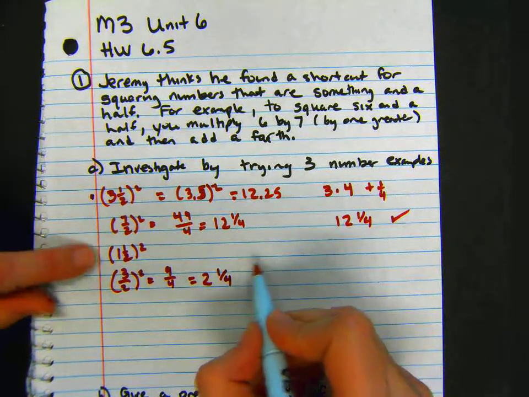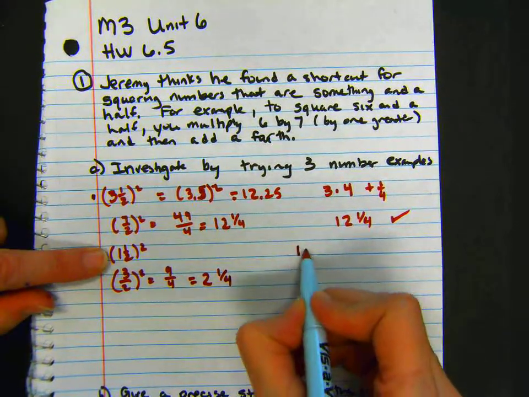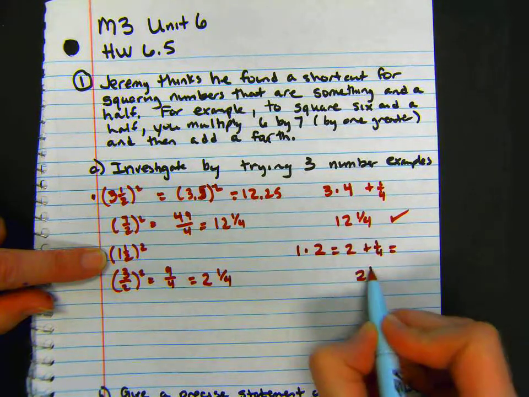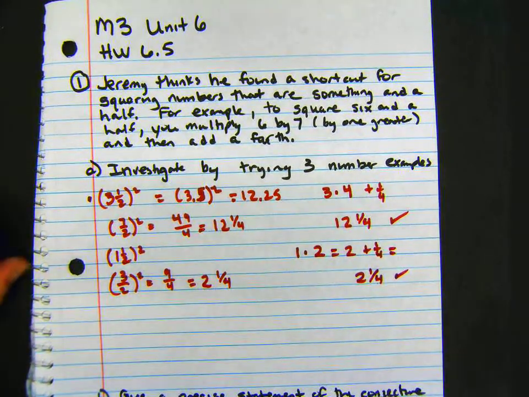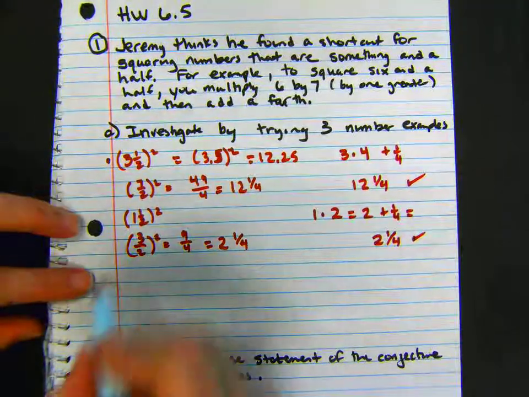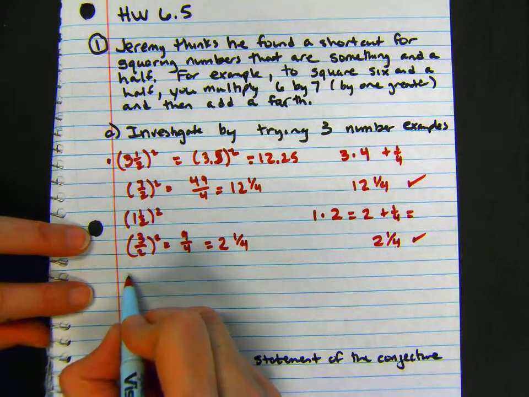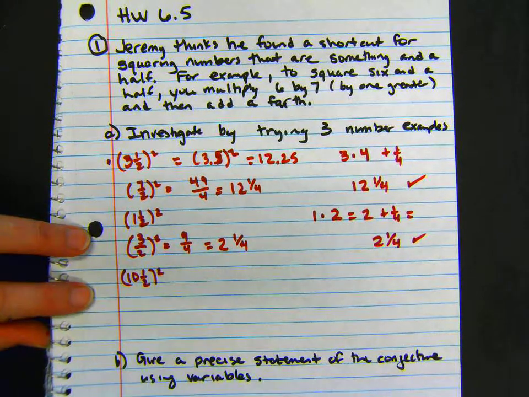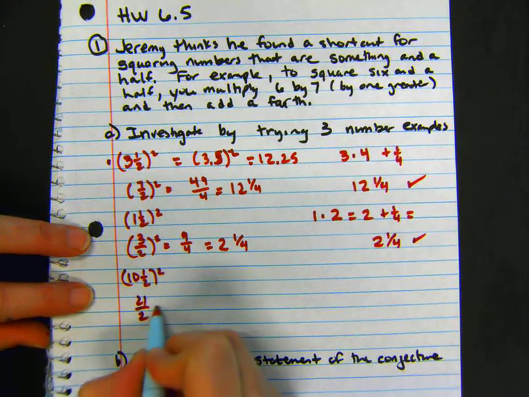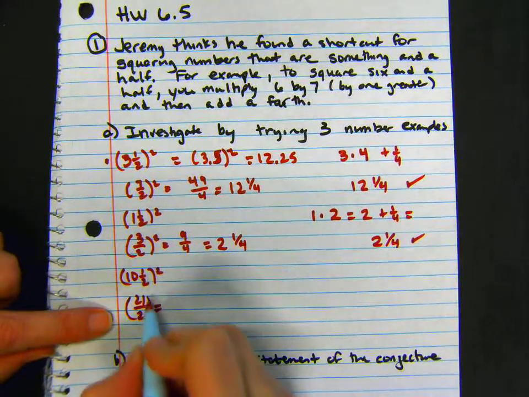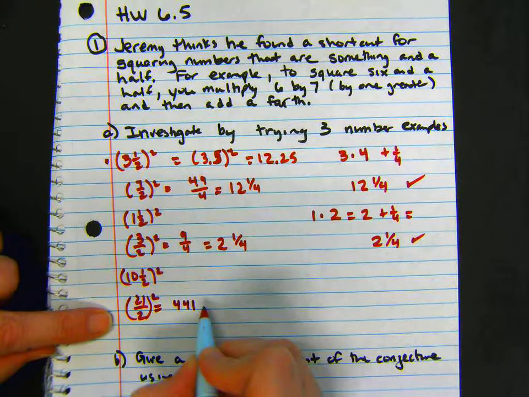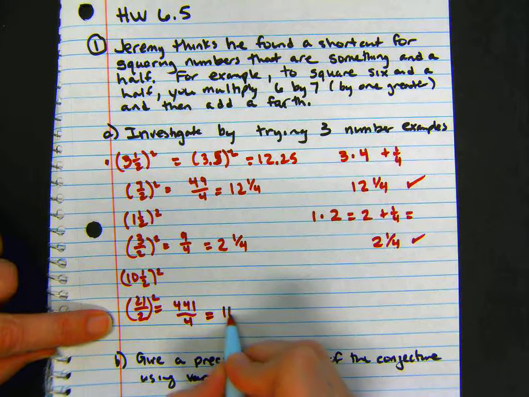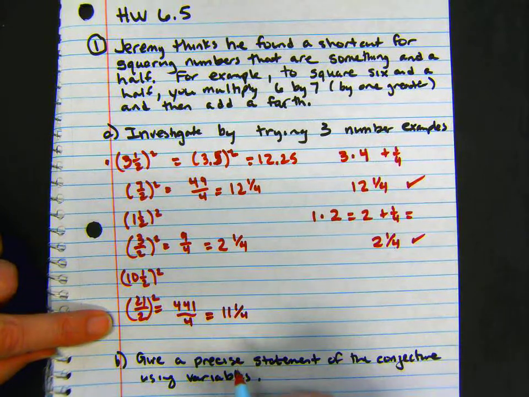And if I want to try that here, I would go 1 times the next bigger number, 2, is 2, plus 1/4 is 2 1/4. So that did also check out. And then we'll just try something bigger like 10.5. 10.5 squared I could write as 21 halves, which, when I square that, is 441 over 4, which is 11 1/4. Did I get that right?